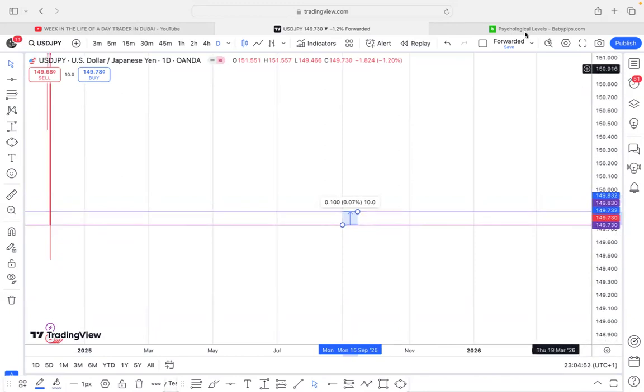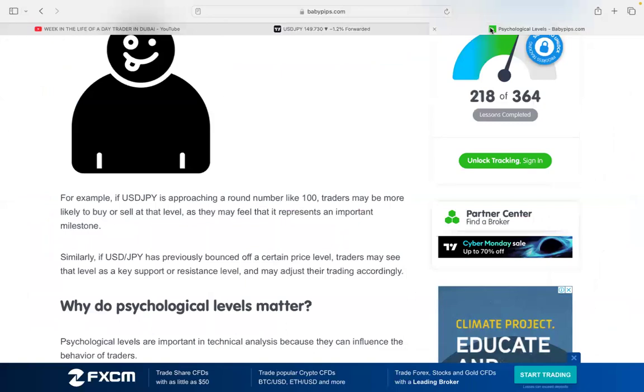But psychological levels are 50 pip differences. Now, I've taught you guys how to calculate 50 pips, right? I've taught you guys how to calculate 10 pips. So from a layman's understanding, just add 5 to your pip from your current price. Like, instead of 10, put 50 there.